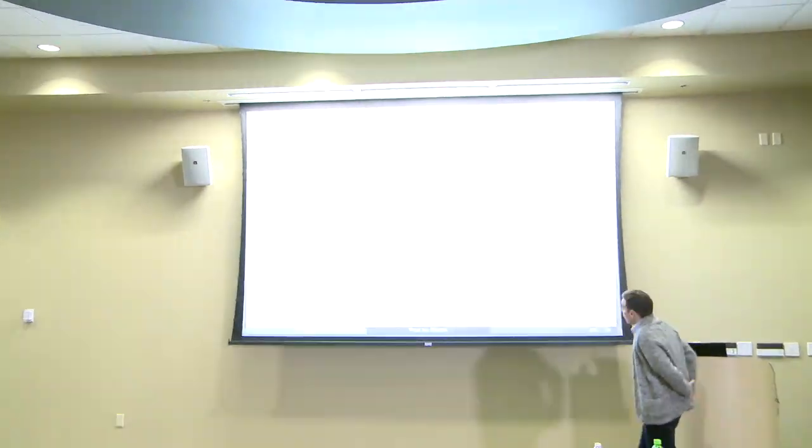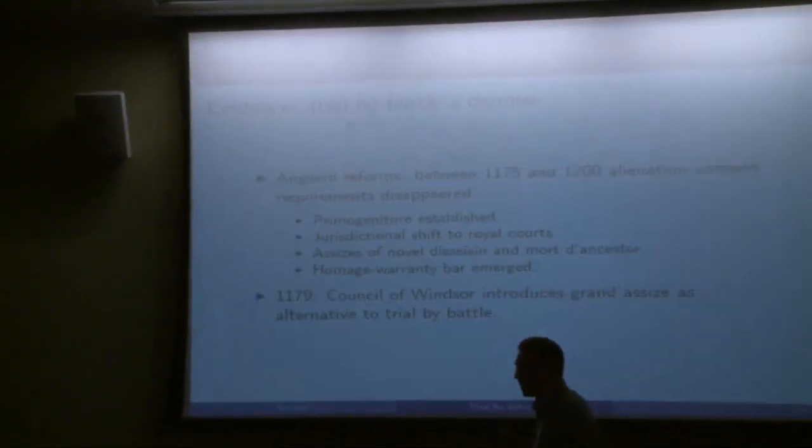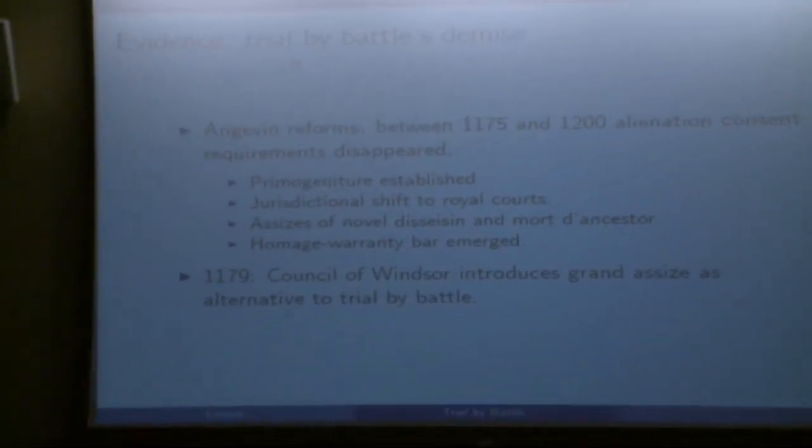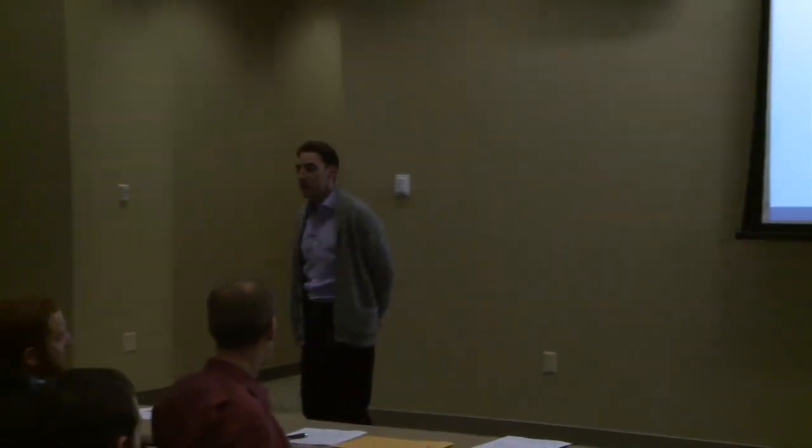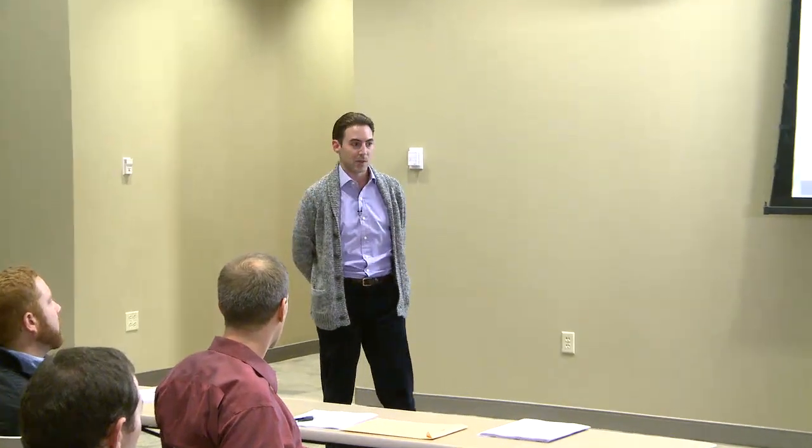There's our prediction. Here's our evidence. What you have happening exactly around 1179 is precisely a dramatic decline in the transaction costs of trading land. Why did those transaction costs of trading land decline so precipitously?